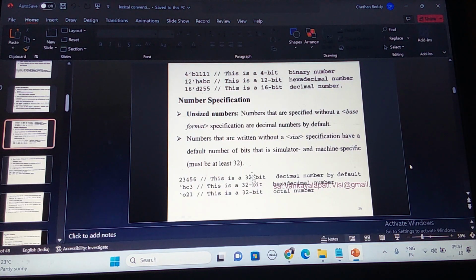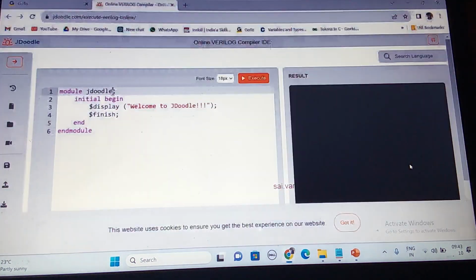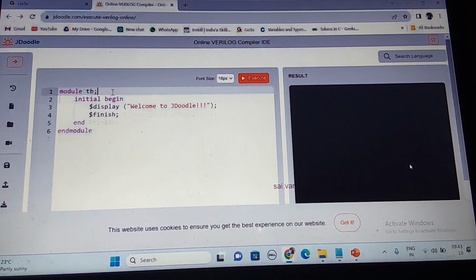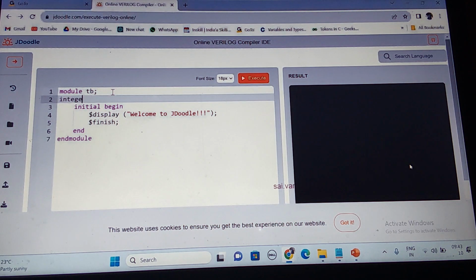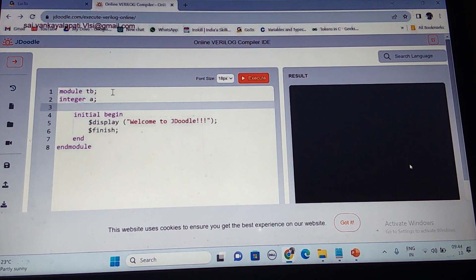Sized format and unsized format. Let us take one example for this. Let me take module TB. First let me declare the variables. I'm declaring the variable using integer. The default size of an integer is 32 bits. It is system dependent; it will vary from system to system or compiler to compiler. By default it will take 32 bits. So I'm going to write integer a.